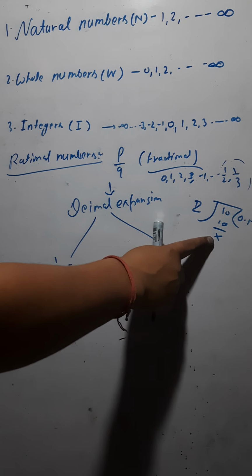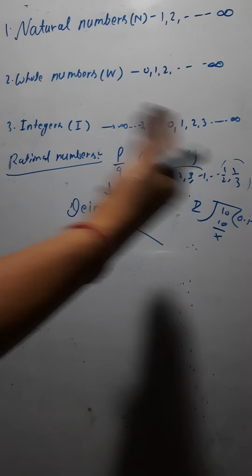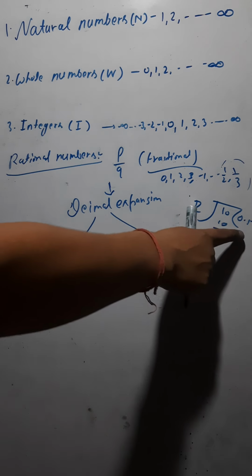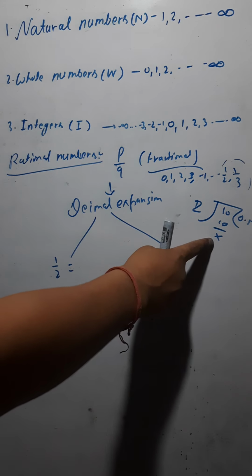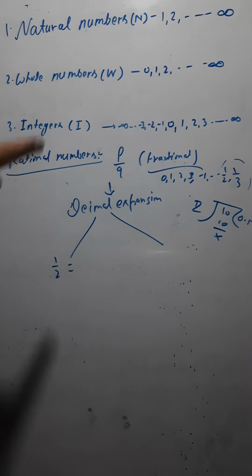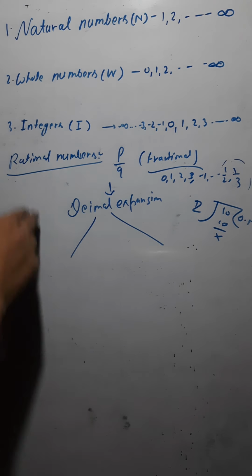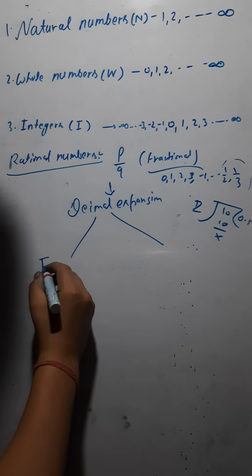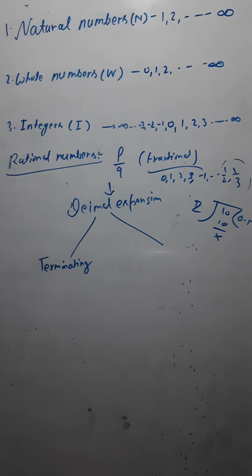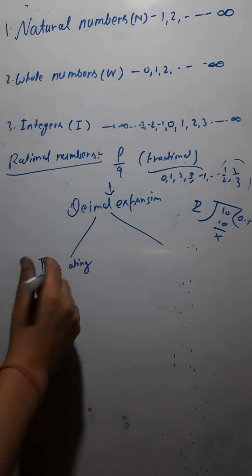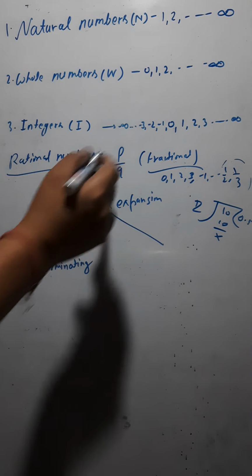So where you have no remainder, you would call such decimals a terminating decimal expansion. You are getting 0.5. You have the remainder 0 here. So where you have the remainder 0, you call such decimals a terminating decimal expansion. So rational numbers can have a terminating decimal expansion. It ends somewhere.